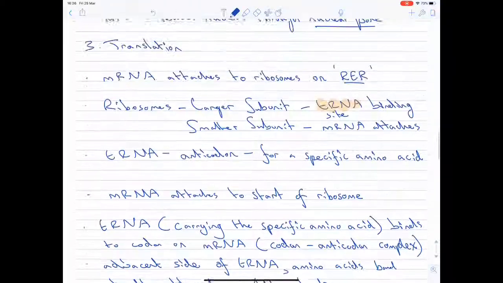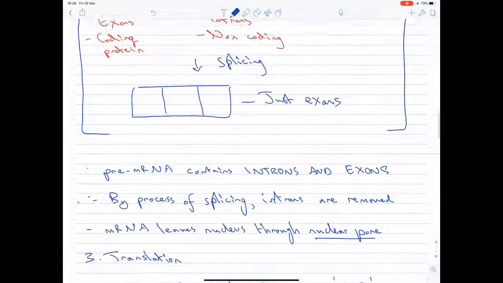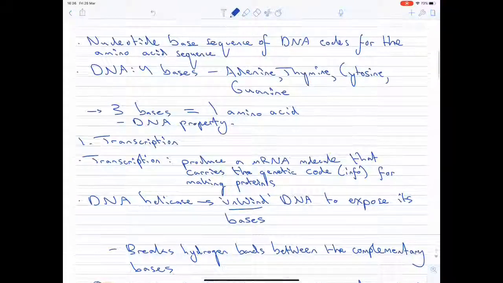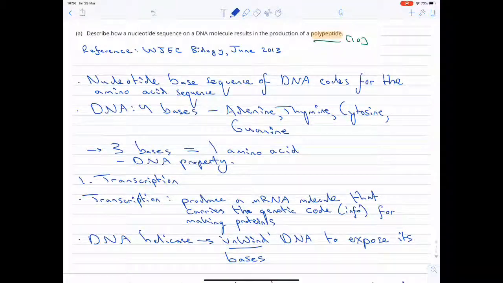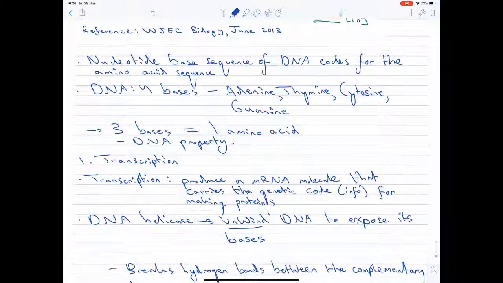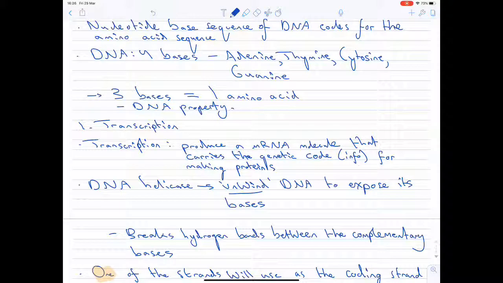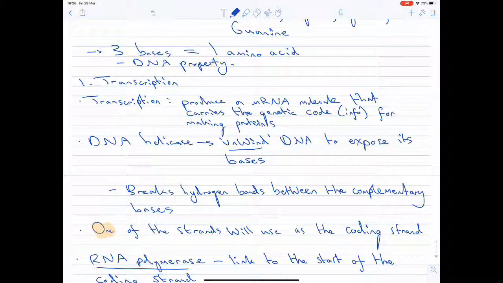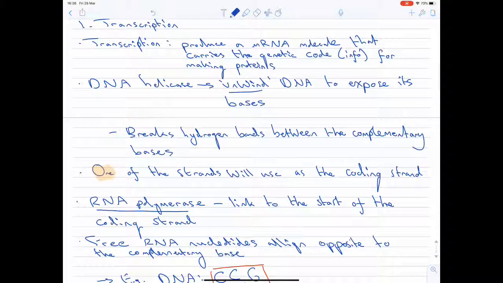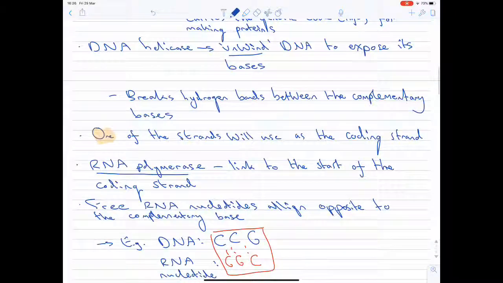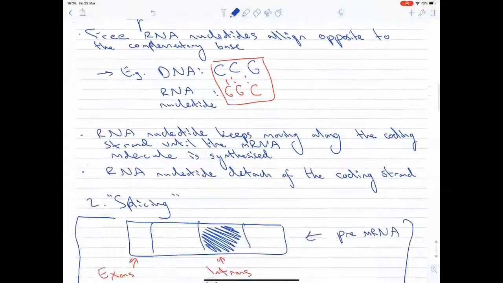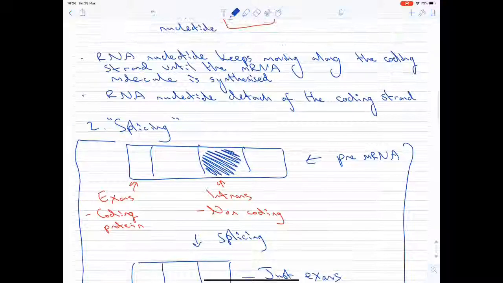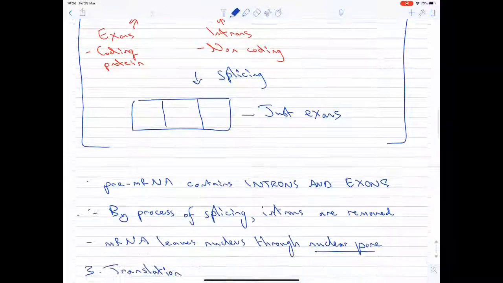So you can see here we've got enough detail. If we just go from the start here, we started by talking about an overview of what DNA actually is. Then we moved on to transcription, about producing that initial mRNA molecule that contains the genetic code for producing the protein, the polypeptide chain. Then we've talked about splicing, introns and exons. And then we've talked about translation.